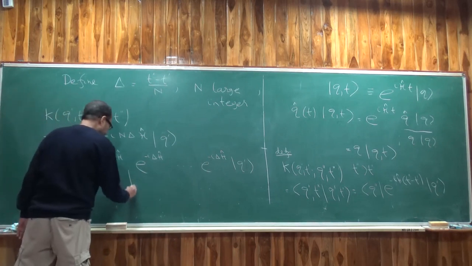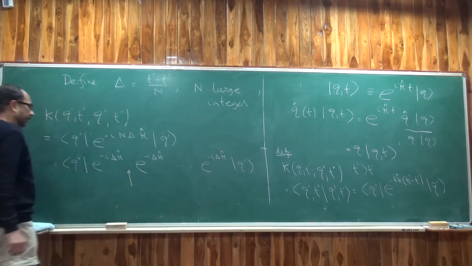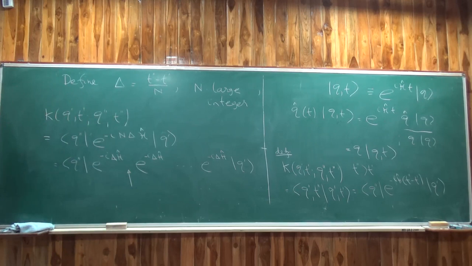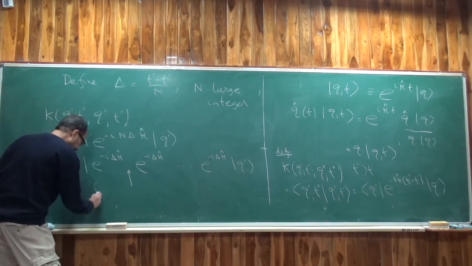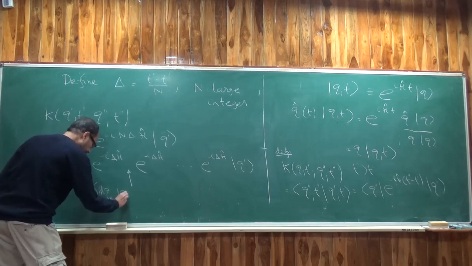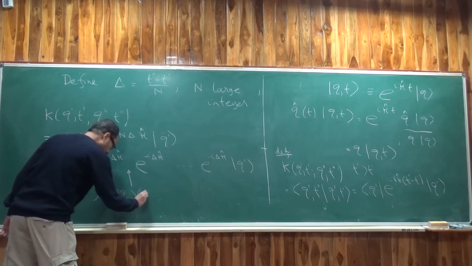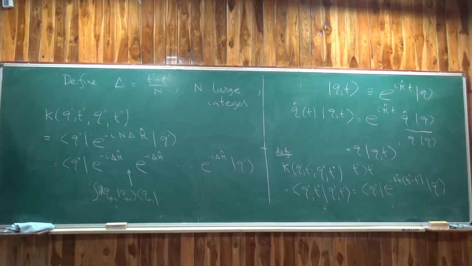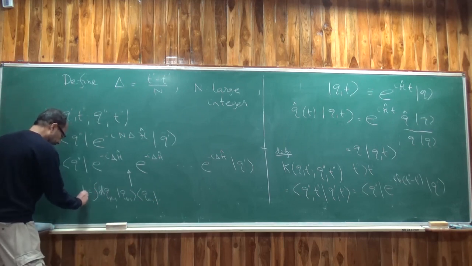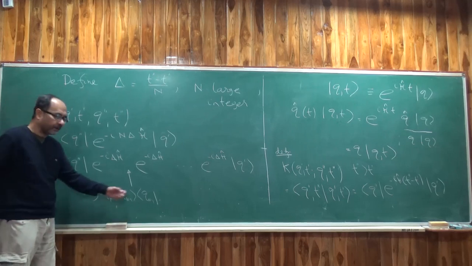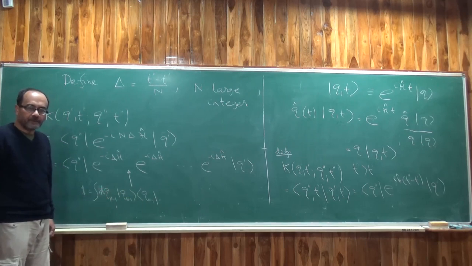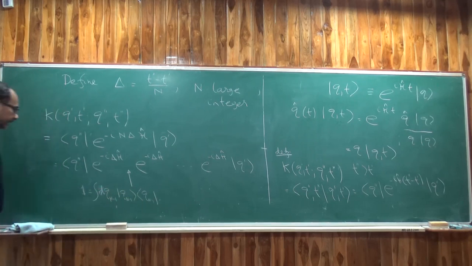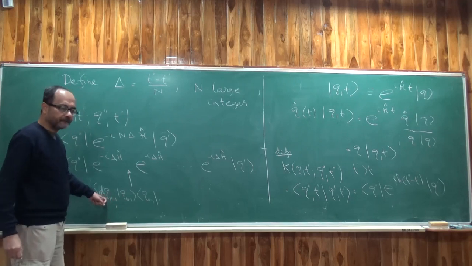And now I insert a complete set of states here, which we will take to be the position eigenbasis. So integral, let me call this variable dq_{n-1}. This is an identity operator by completeness of states. This is a complete set of states, so I just integrate over the whole position space. q_{n-1} is just the name of this variable.